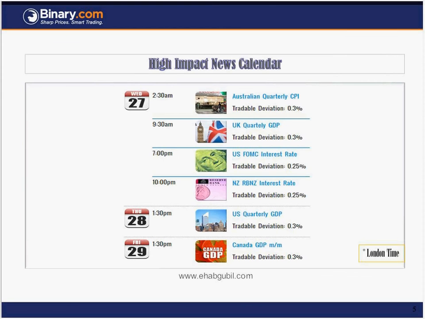There will be a number of tradable economic news that we will be looking at this week. On Wednesday, 27, at 2:30 a.m., Australian quarterly CPI. At 9:30 a.m. the same day, UK quarterly GDP. At 7 p.m., US interest rate. At 10 p.m., New Zealand interest rate.